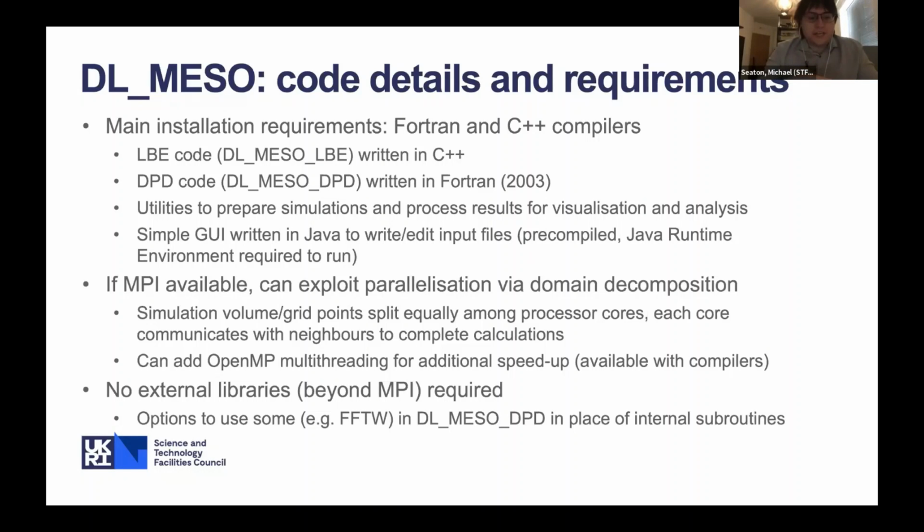You don't need to use any external libraries beyond MPI for compiling these codes, although in the DPD code there are some options to use some external libraries like FFTW for fast Fourier transforms for some of the electrostatics, in place of some of the internal subroutines that are supplied with DL_MESO.